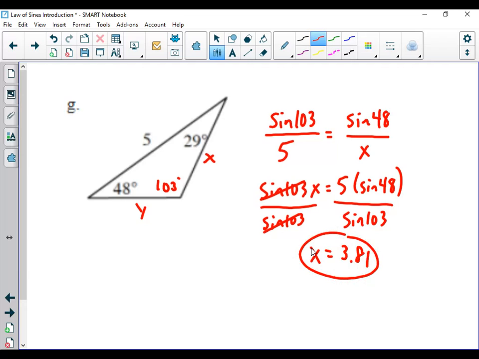All right, so why don't you guys see if you can find y. See if you can use the law of sines and figure out what y is.